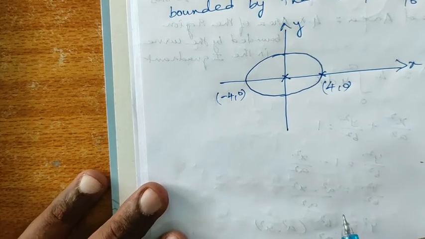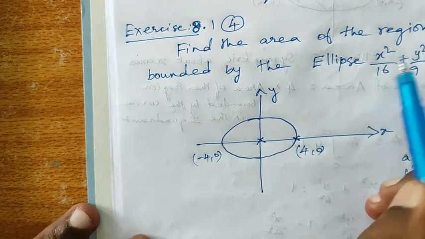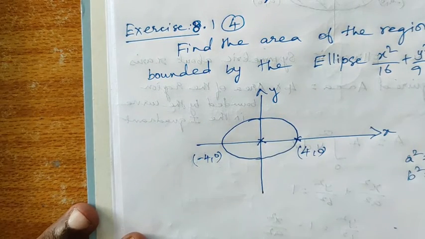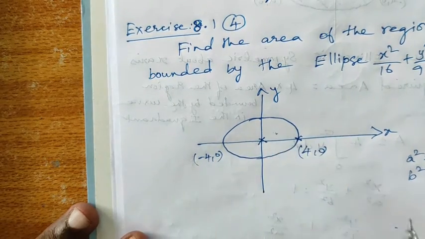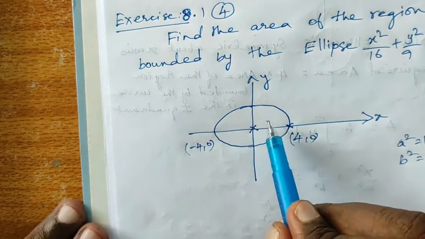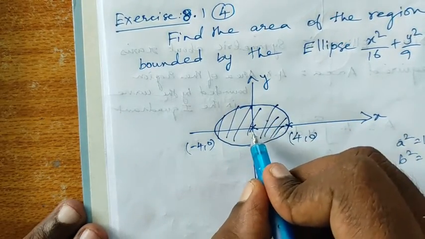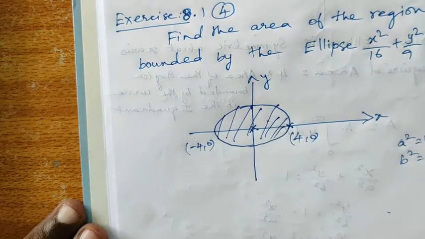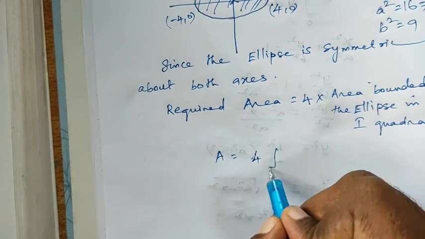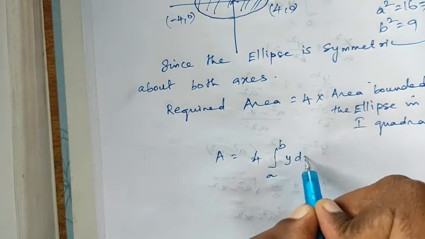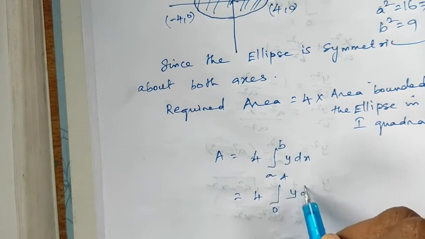Now we have to find the area of the given ellipse. Similarly, this ellipse is symmetric about both axes. So it is enough to find the area in the first quadrant. So required area is equal to 4 into the area in the first quadrant. The limit is 0 to 4. So area A is equal to 4 into integration of y dx, which is equal to 4 into the limit 0 to 4, y dx.